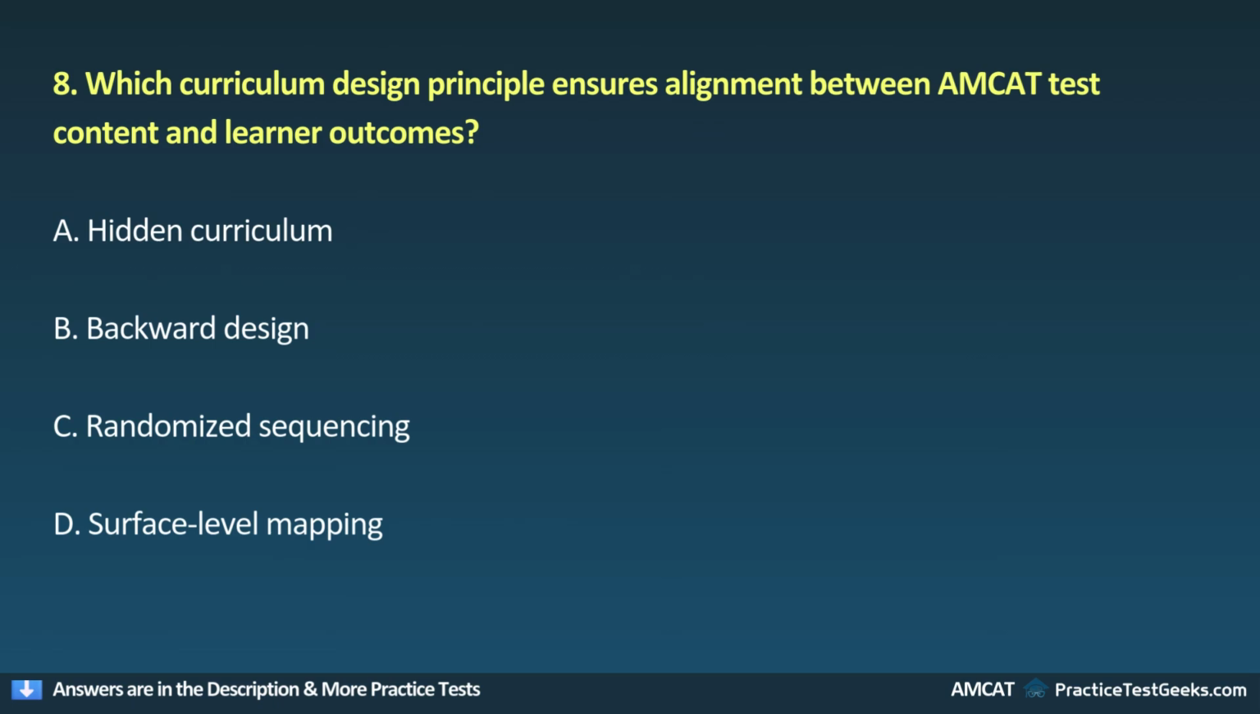8. Which curriculum design principle ensures alignment between AMCAT test content and learner outcomes? A. Hidden curriculum. B. Backward design. C. Randomized sequencing. D. Surface-level mapping.